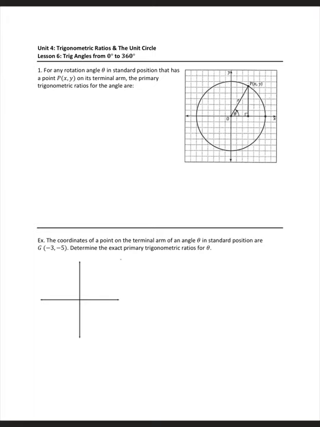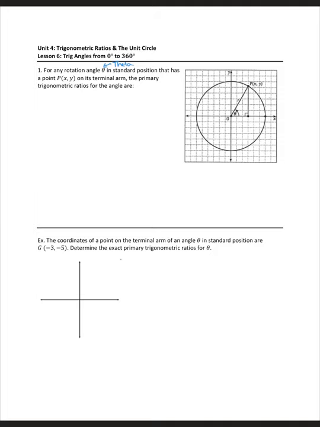All right, so for any rotation angle theta, so that Greek letter that you see often in math, especially for trig, is pronounced theta, in standard position and has a point P made up of the coordinates x and y on its terminal arm. The primary trigonometric ratios for the angles are, so we're first going to label this triangle with our side length.